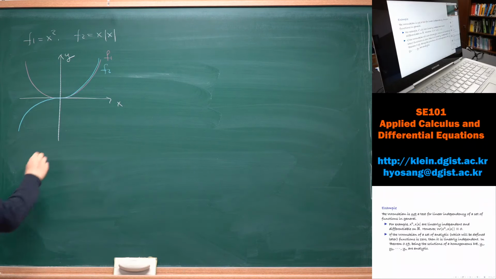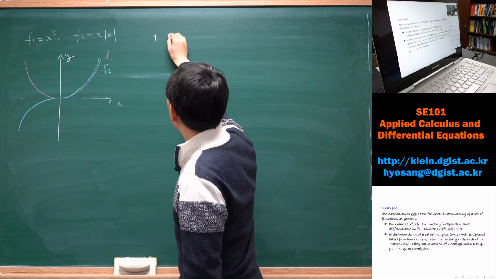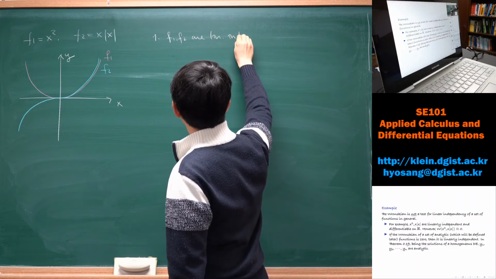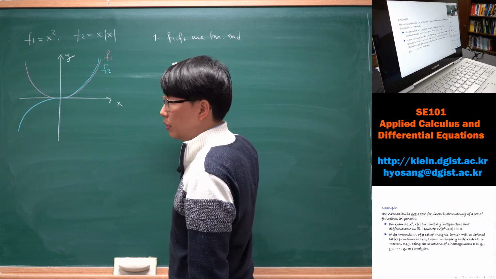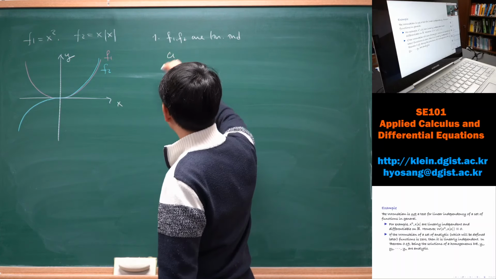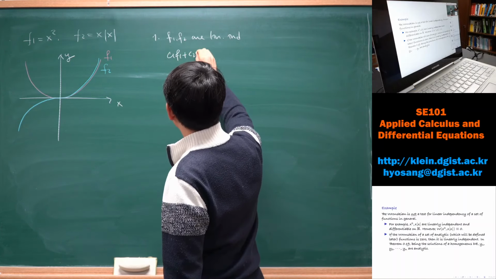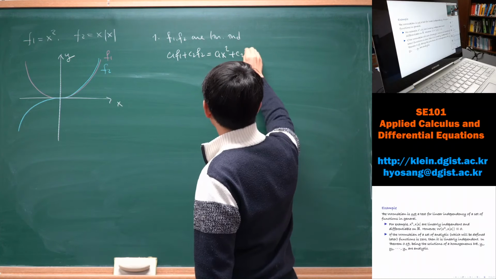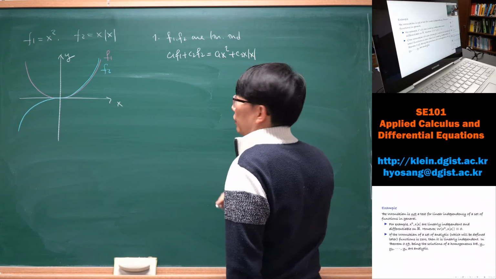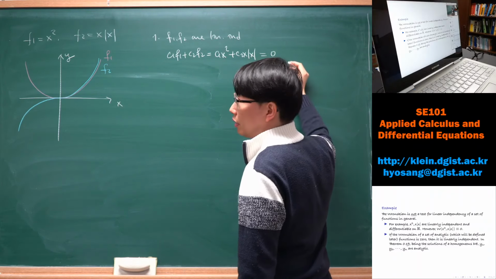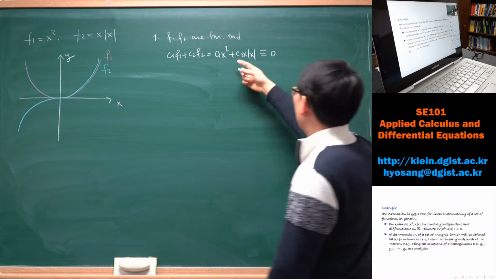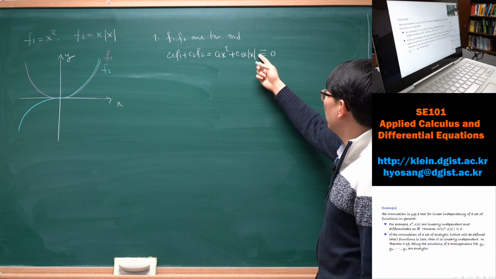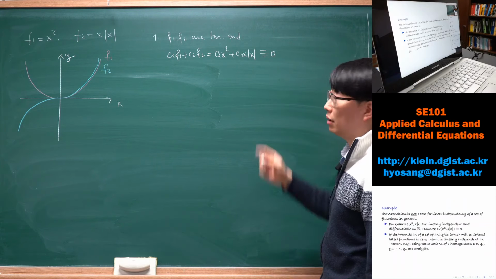Now, first, f1, f2 are linearly independent. Let's use the definition of linear independence. If you take c1 f1 plus c2 f2, then this is c1 x squared plus c2 x absolute value of x. And if this is zero identically, so when I say two functions are identically the same, I use 3 lines instead of two lines. This is exactly zero.